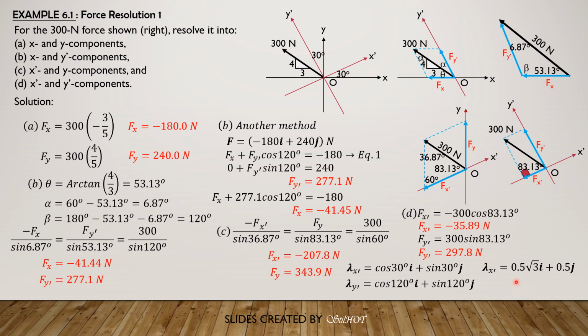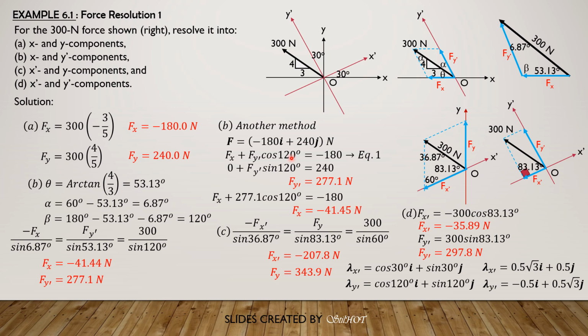So by the dot product, the x prime component is equal to the magnitude of the force times cosine of theta between x prime and the force, or simply F dot unit vector of x prime. If you expand that, that becomes F times 1 times cosine of the angle between them. So F times cosine of the angle between them is the x prime component of the force.